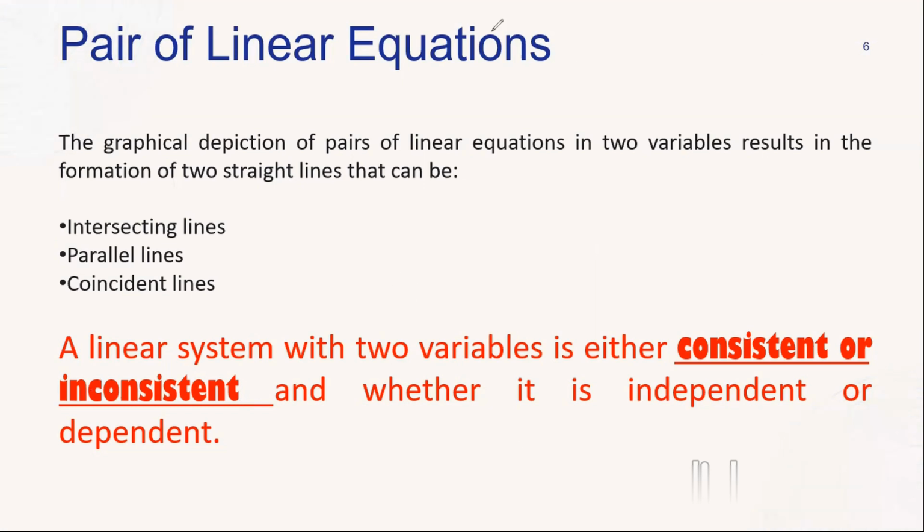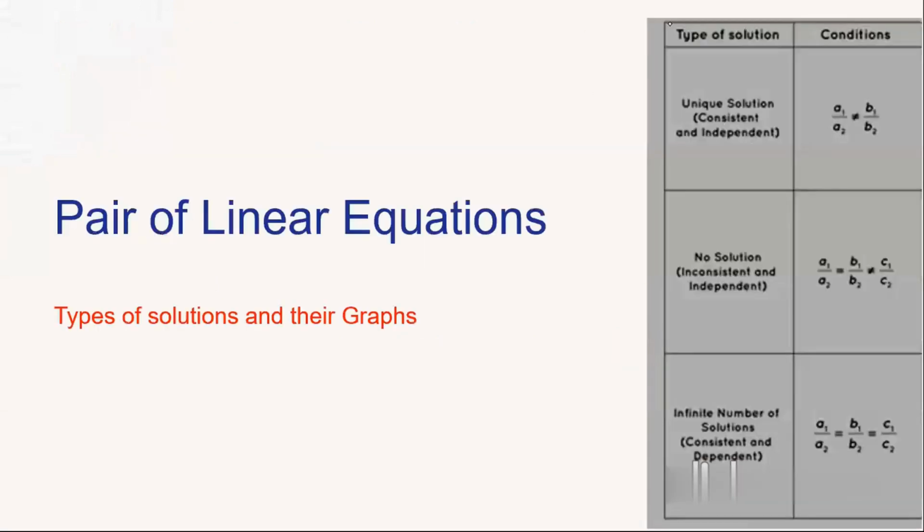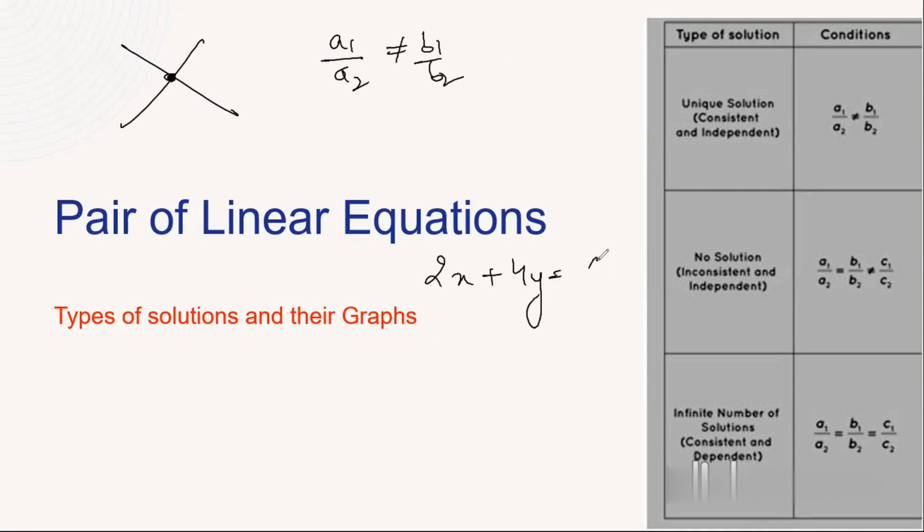Simple as that. Now moving towards the next part, types of solution. When you are meeting at a point, meaning at a unique point, it means a1 by a2 is not equal to b1 by b2. Suppose I'm saying 2x plus 4y is equal to 6, and 6x plus 12y is equal to 9. I know how to solve the equations. First is the elimination method.